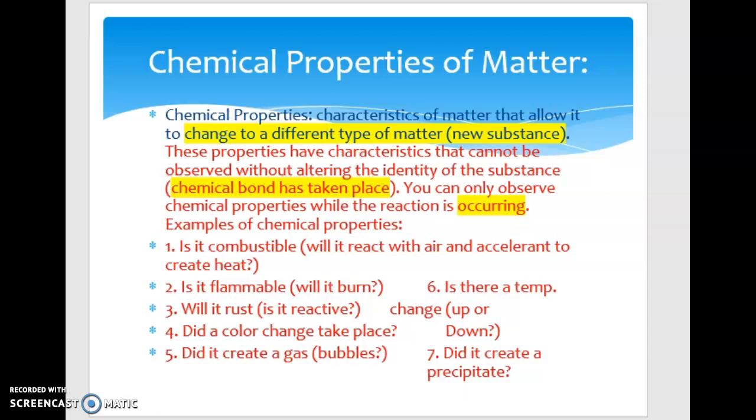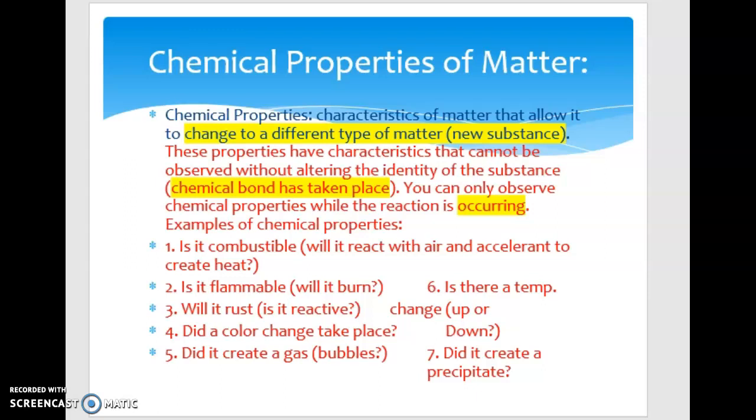Going back to the chemical and physical changes that we talked about earlier, I'm asking you, did a color change take place during a reaction? Not, oh, hey, the apple is red, but hey, the leaves turned red before they fell to the ground. Number 5, did it create a gas or bubbles during the reaction?